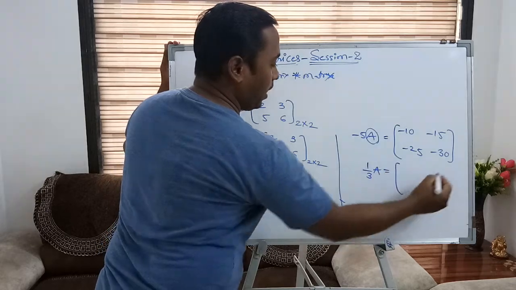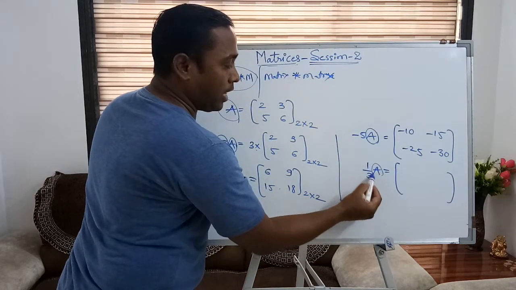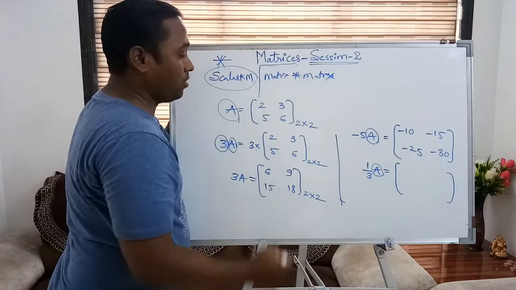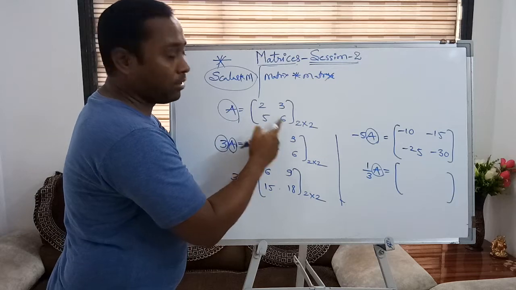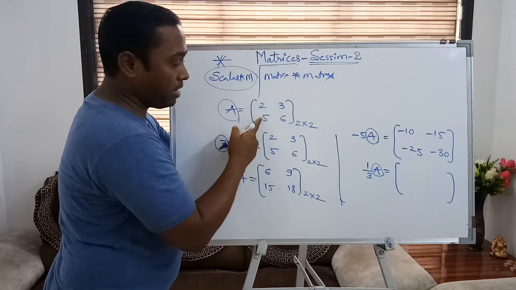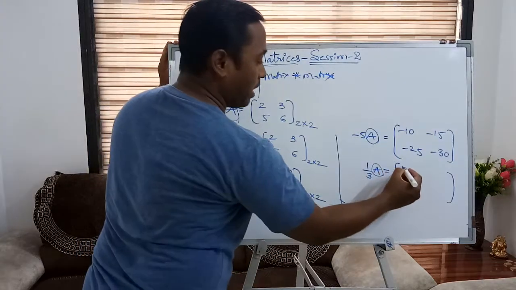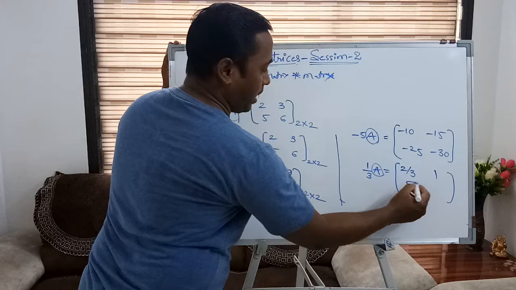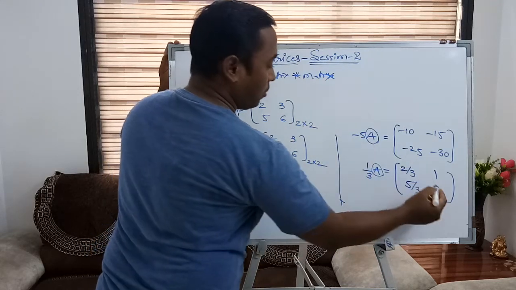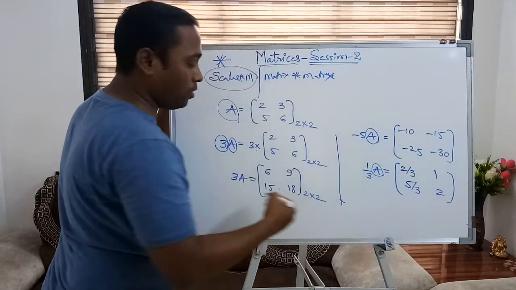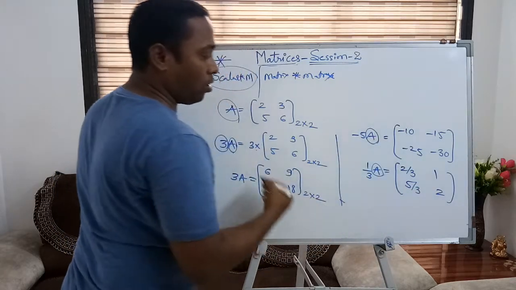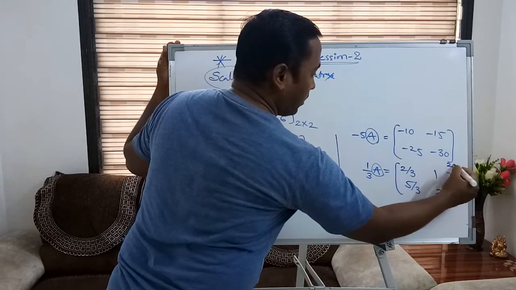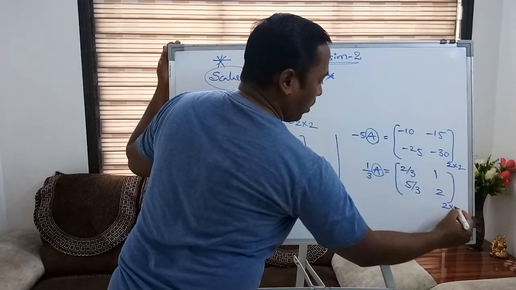What is the value if I want to find 1 by 3 A? It means every element of the matrix is divided by 3. So 2 by 3, 3 by 3, 5 by 3, 6 by 3. So this matrix will be 2 by 3, 3 by 3 means 1, 5 by 3, 6 by 3 means 2. But if you observe the order in all these operations, what we call algebra of the matrices, the order still remains the same, 2 by 2 only.